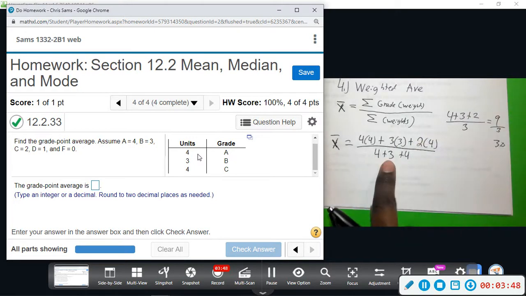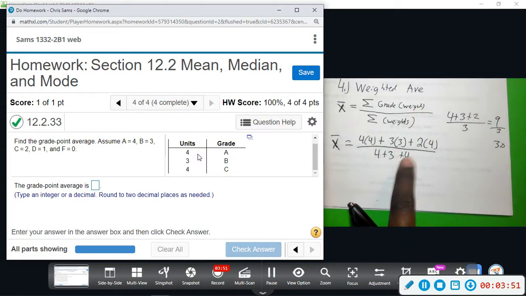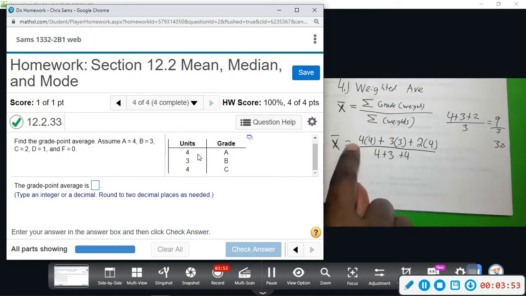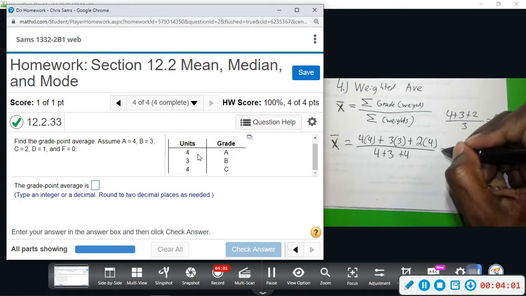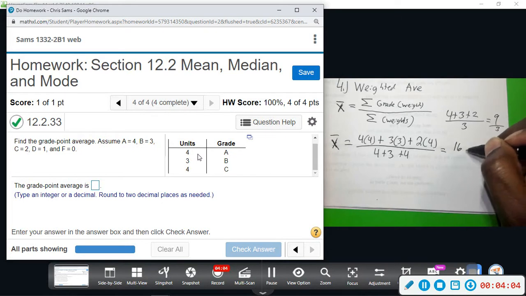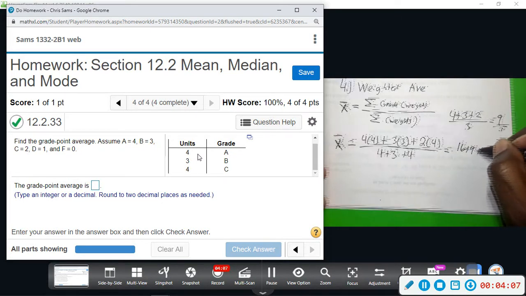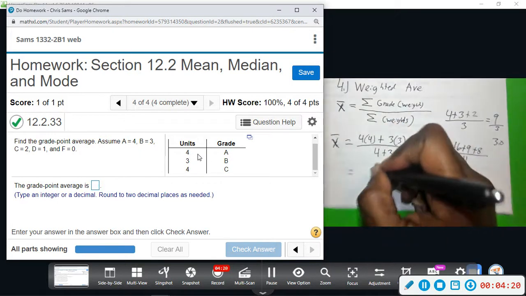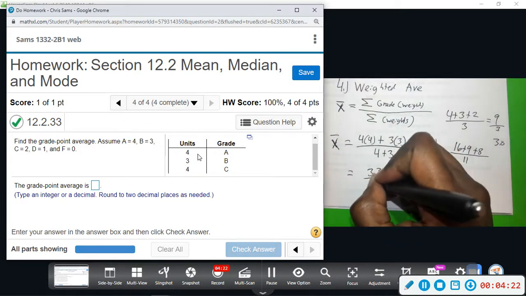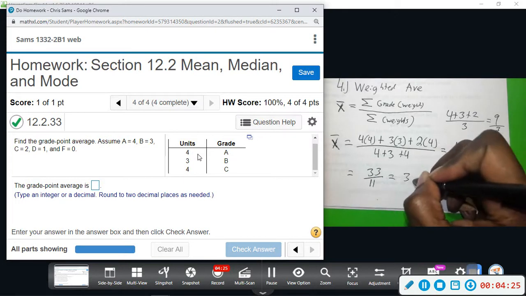So this is weighted average. The weights are usually the hours or the percentages, and the grades are usually the grades or the units. Doing this, we will get 16 plus 9 plus 8, which is 33, divided by 4 plus 3 plus 4, which is 11. So 33 divided by 11 still gives us 3.0.